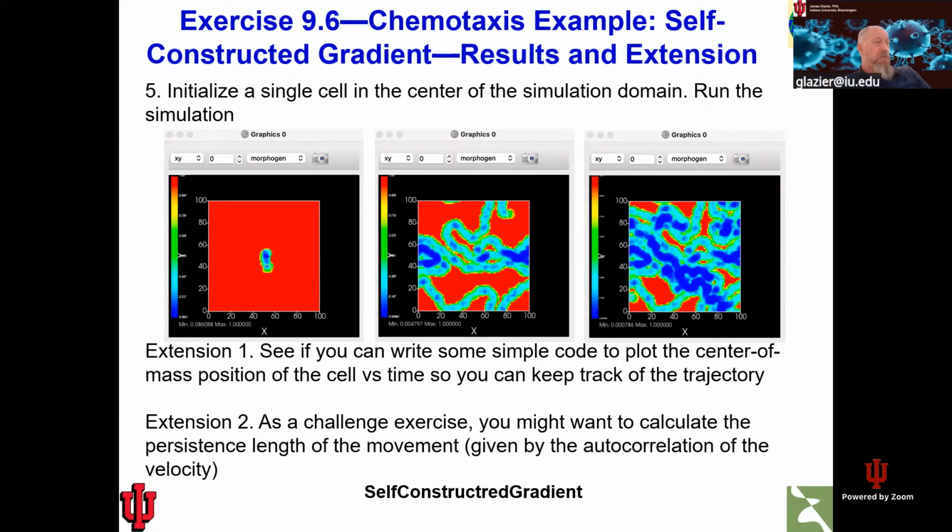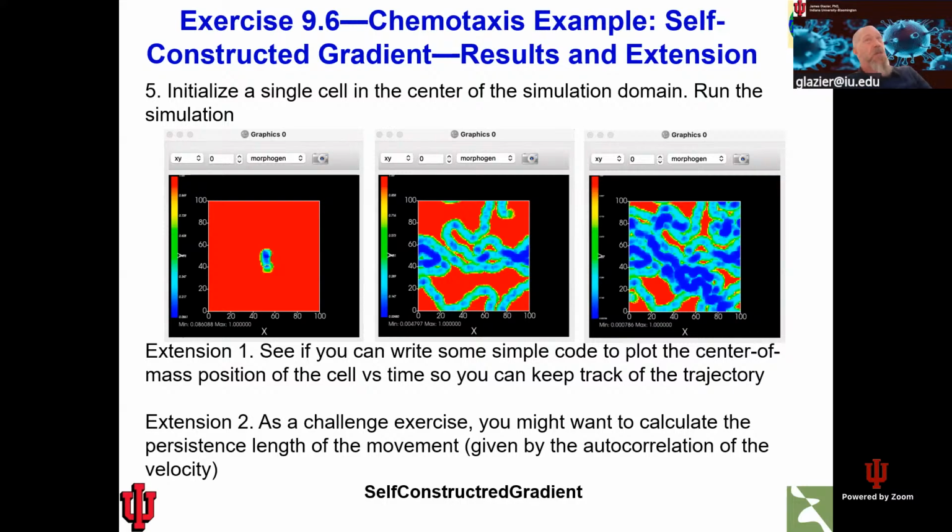And so that defines a persistence time, which is how long it takes for the cell to lose memory of what direction it was moving. And you could determine that by calculating the autocorrelation of the velocity. To do that, you'd have to keep a list of all the positions of the cell, and then run a correlation function to get the persistence length. Writing that code is a little bit of work, and that's something I wouldn't ask you to do on the fly here. As I say, in the old days, it would definitely be a homework problem.